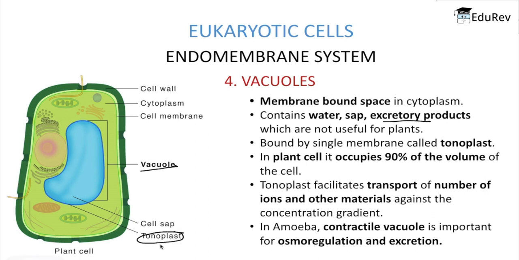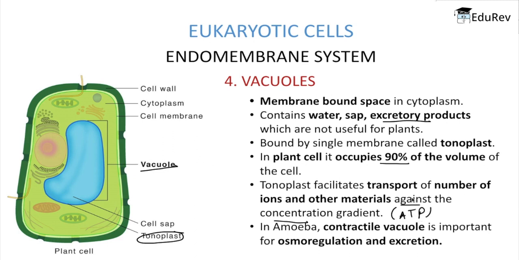And in plant cell, the whole vacuole occupies around 90% of the volume of the cell. And this tonoplast, being the outer membrane of the vacuole, helps in facilitating the transport of a number of ions and other materials, that too against the concentration gradient. Now, we know that if the molecules or ions are moving against the concentration gradient, this kind of transport will require ATP, that is the energy.